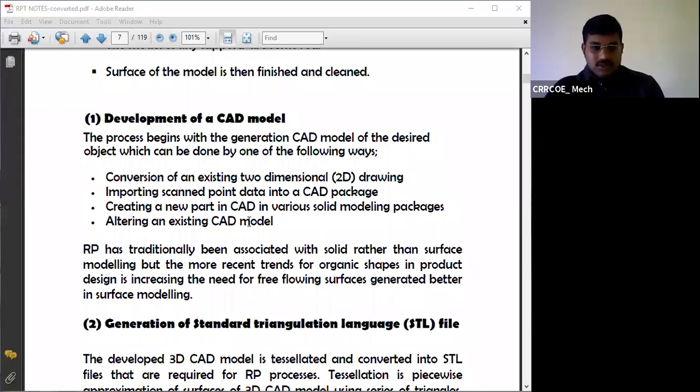Creating a new part in various solid modeling packages, that you know, different softwares. Altering an existing CAD model. Always we will not go for the creation of new models. According to the feedback of the customer or any failures in the existing component, we will also check what is lacking in the existing component. We are going to rectify, or modify the component features. Always we will not change entire product designs. Where the problem arises, we are going to concentrate there.